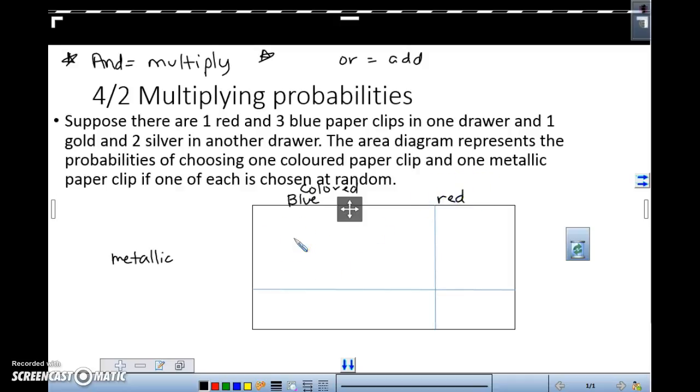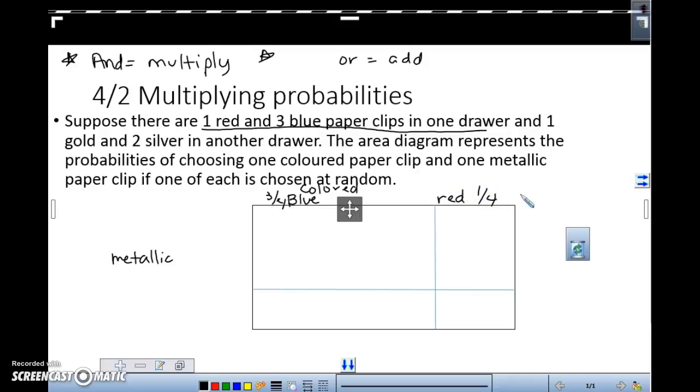All right, so if I were to go into that 1 drawer, what's the probability that we would get a blue paper clip? Well, how many blues are there? 3 out of how many paper clips in the first drawer? Just in this drawer. 4. Okay, so we would have 3 out of 4. So 3/4 would be blue. And that means 1/4 would be red.